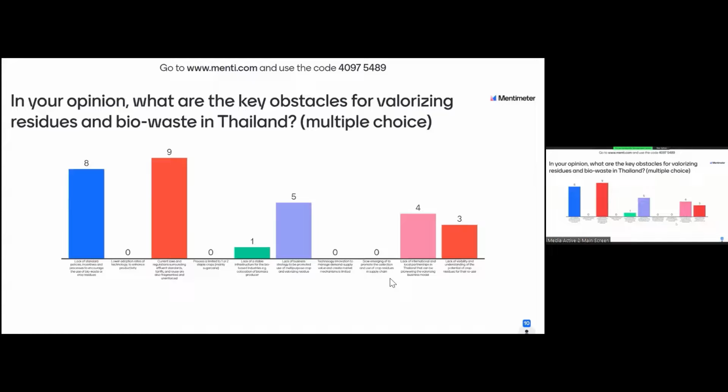Okay, so I think as we agreed that the policies and the infrastructure is a big gap when it comes to valorizing residues. And that has also come up pretty clear in the voting results. Taking you to the next section.